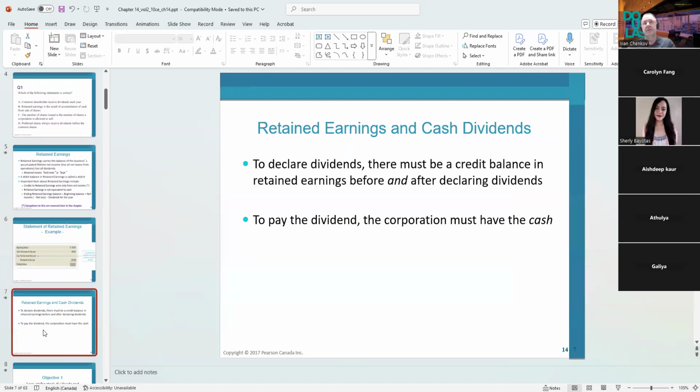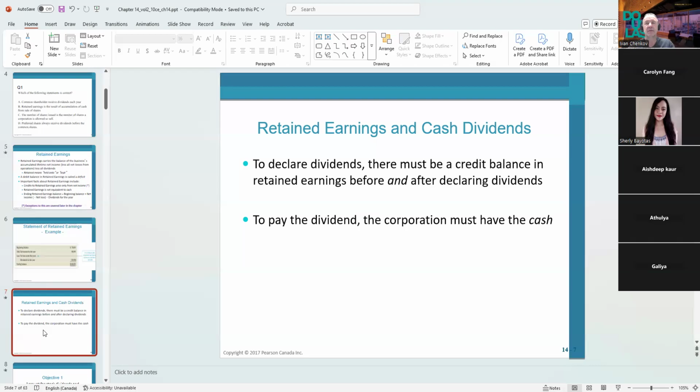Retained earnings and the cash dividend, again. To declare the dividend, we have two conditions that have to be fulfilled. First, we have to have retained earnings before and after declaring the dividend. We cannot declare more dividend than the retained earnings that we have in our retained earnings account. Second condition is, if we want to pay cash dividend, we have to have cash.